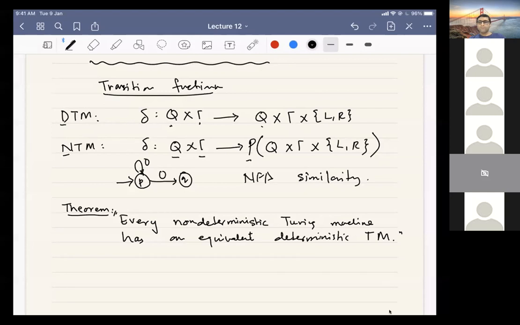Sir, so can we have non-deterministic multi-tape Turing machines? Of course we can have. Okay. Is this concept of non-deterministic Turing machine clear? Yes, sir. Will we do some examples? I will show you some examples, but not necessarily a concrete example, maybe some abstract examples.